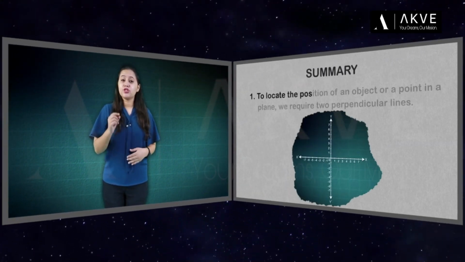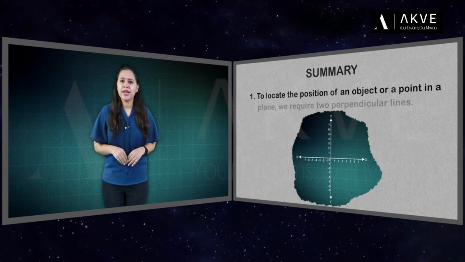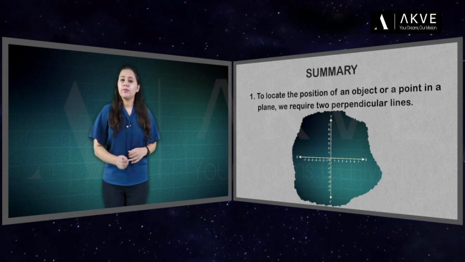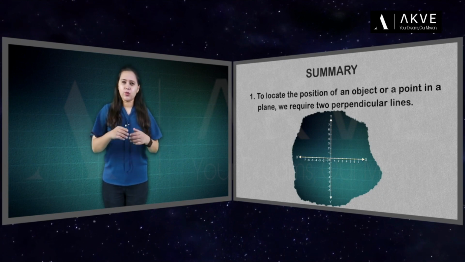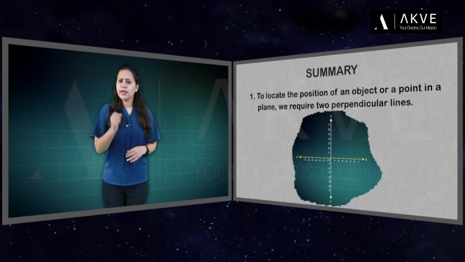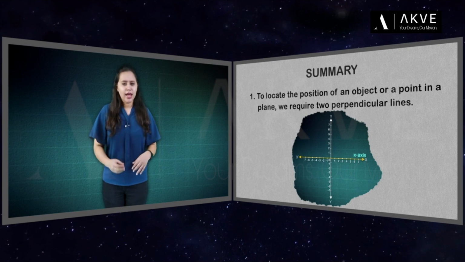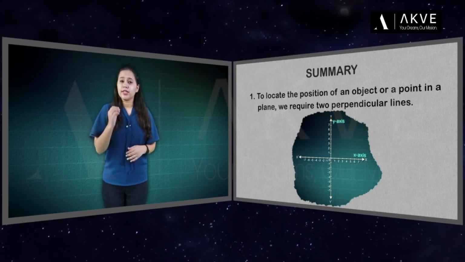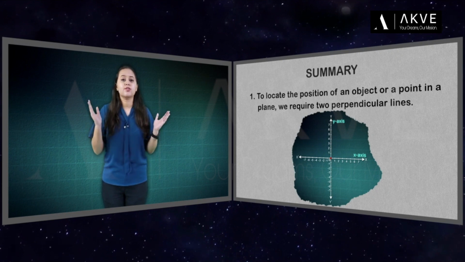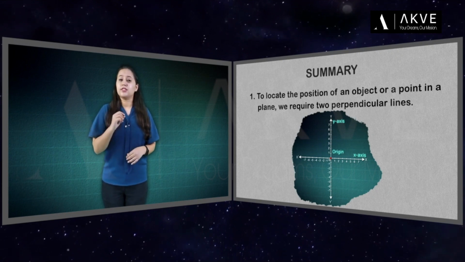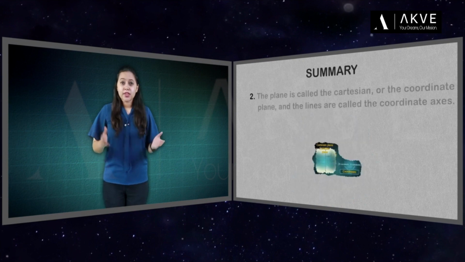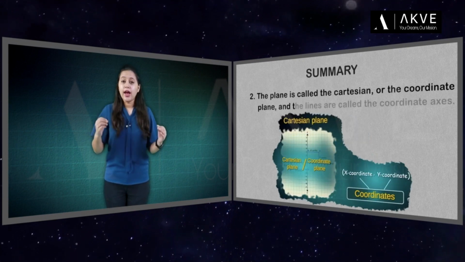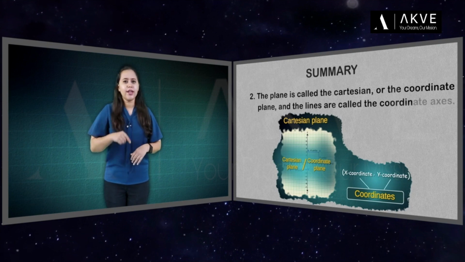To locate the position of an object or a point in a plane, we require 2 perpendicular lines. One of them is horizontal and the other is vertical. The horizontal line is called the x-axis and the vertical line is called the y-axis. The point of intersection of these 2 axes is called the origin. It is denoted by capital O. The plane is called the Cartesian or the coordinate plane, and the lines are called the coordinate axes.